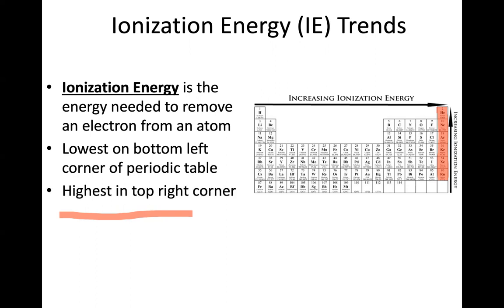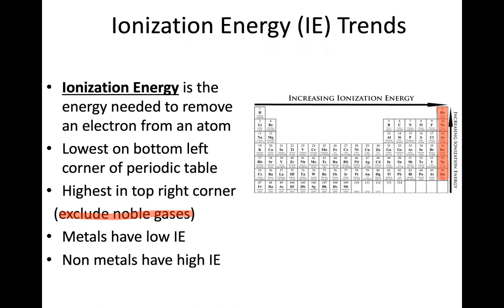The highest would be in the top right corner, but we have to exclude the noble gases. The reason is the noble gases already have an octet, and they tend not to interact or react, so they don't have to lose electrons or gain electrons. They're relatively stable in their atom form. So we say metals have a low ionization energy. They're on the left side of the periodic table. Nonmetals have a high ionization energy. So the strategy would be to take a periodic table, put the word low in the lower left-hand corner, the opposite of the word low, high, in the top right-hand corner, but we're going to exclude the noble gases, which are highlighted in this pinkish red color.